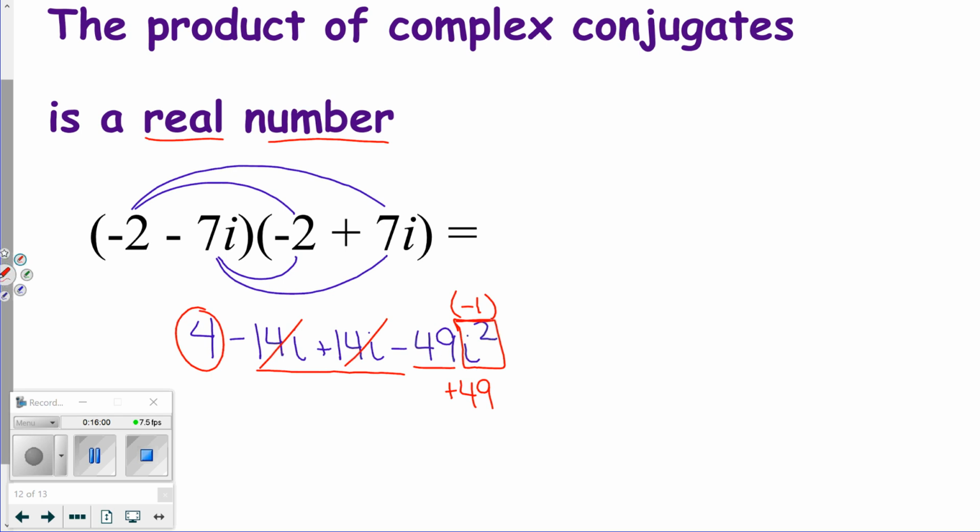I will put my like terms together. 4 plus 49 is 53. All right, so anytime you're multiplying complex conjugates together, you should end up with a real answer, meaning you get an answer that does not have an i. It's not imaginary anymore.